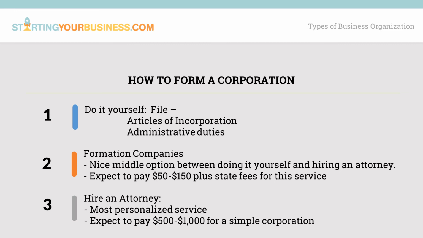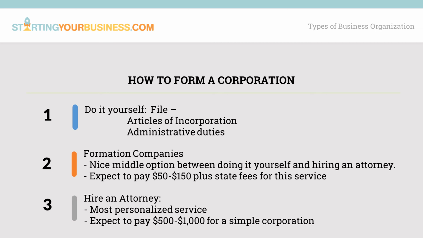There are 3 ways to form a corporation in California. 1. You can do it yourself. On the California Secretary of State's website, you will fill out and file the Articles of Incorporation. Since there are a number of administrative duties that need to be done right, if you plan to do it yourself, be sure to do your research before filing.